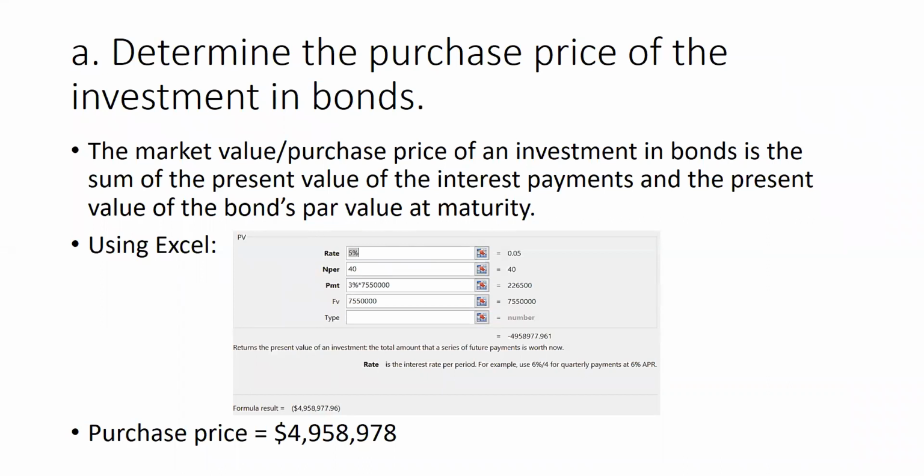We also know that the bonds pay interest twice a year. So rather than using 10% for the required rate, we're going to use 5%. The number of periods is 20 years times 2 times per year, or 40 periods. The interest payment, I'm allowing Excel to calculate for me. It's 6% interest on an annual basis, so 3% of the par value twice a year. And the future value, the amount that's going to be paid back at maturity, is $7,550,000.